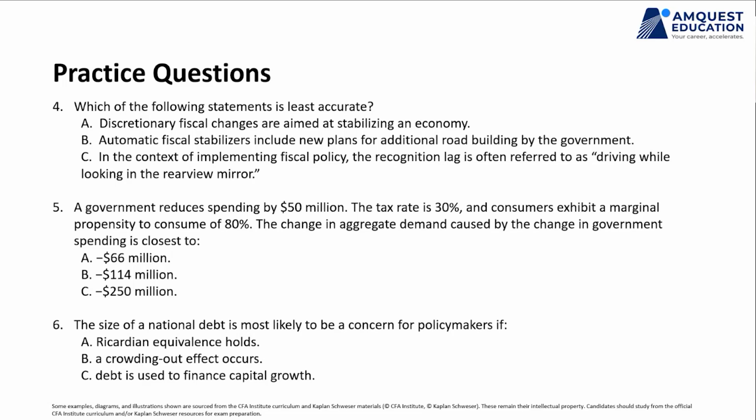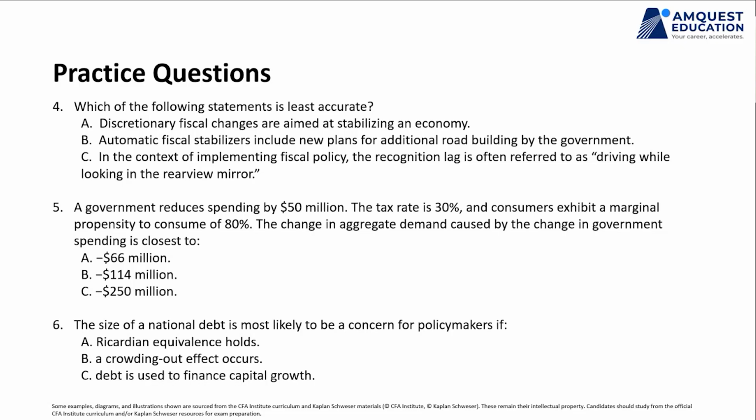Are they aimed at stabilizing the economy? Potentially yes, it's discretionary. So I'm doing it so I can stabilize the economy per se. Automatic includes new plans for additional road building. And in the context of implementing fiscal policy, the recognition lag is often referred to as... Okay. What's the answer from that? B or C? So do you know what is driving while looking in the rearview mirror? Matlab tum drive karoge, you're looking in the rearview mirror, looking पीछे, right? So that is not what recognition lag is. That is more of the impact lag. So you also feel it is B.